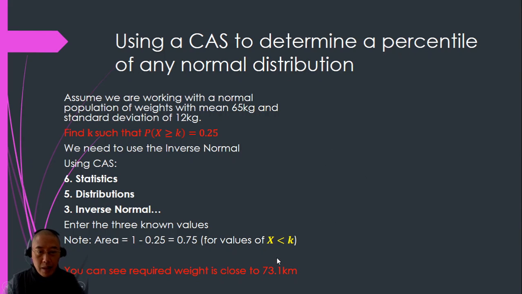It means that your probability needs to be in the form of x is less than k. So if your probability as an area is given as x is greater than k, you need to turn it into the complement. So it's going to be 1 minus that amount. That will give you 0.75. That's the complement probability. And by using the inverse normal, you will estimate that k value.